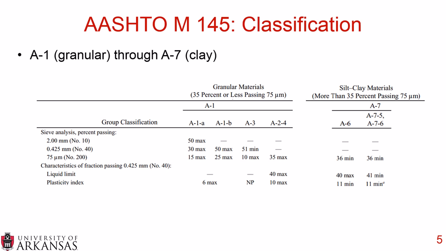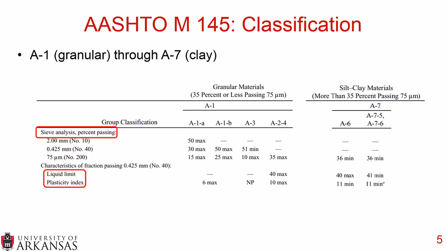And then when we get all the way down, there's an A5 as well that's not shown here, but when we get all the way down to the A6s and the A7s, you can see that this is all passing or all has requirements on a number 200 sieve. There's a maximum for the liquid limit for an A6 and a minimum for an A7, and then there's also that minimum on the plasticity index. So you can see the requirements are getting more stringent.